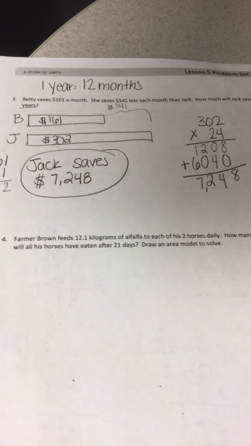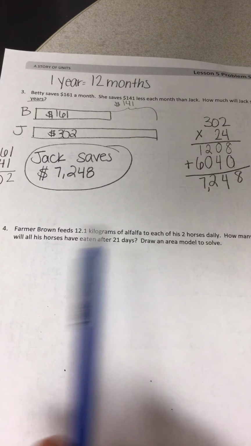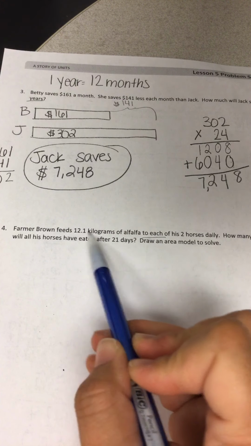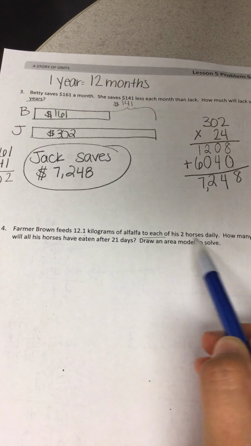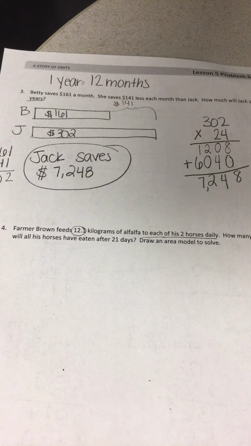Okay. Moving on down here, it says, Farmer Brown feeds 12.1 kilograms of alfalfa to each of his 2 horses daily. How many kilograms of alfalfa will his horses have eaten after 21 days? So what I'm going to go ahead and do is first figure out if each horse gets 12.1 kilograms daily. So he gives this 12.1 kilograms to each of his horses daily.